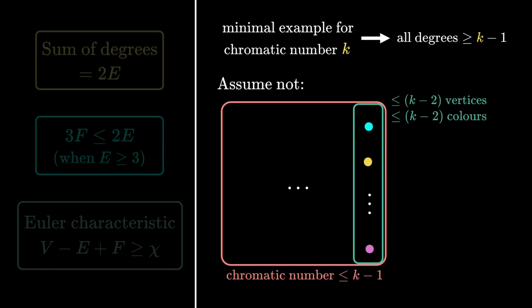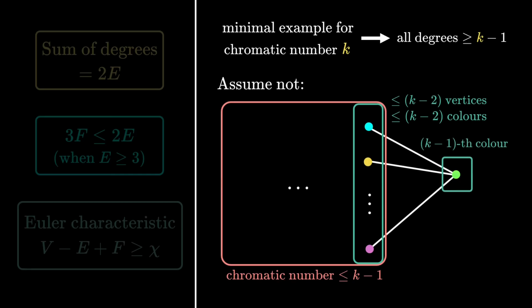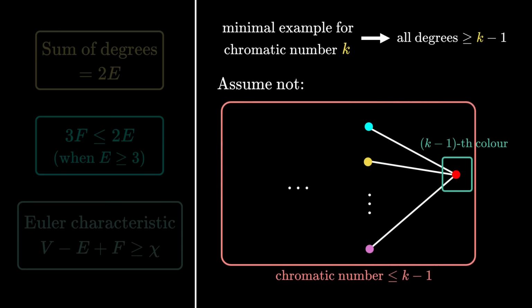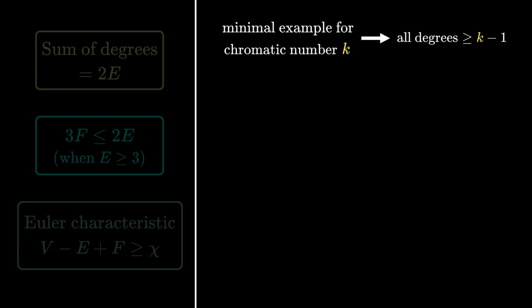So when we add back the red vertex, it can be recolored using the (k minus 1)th color available for the rest of the graph, which means the whole graph can actually be colored with k minus 1 colors in the first place. But we started off with a graph that requires k colors. This is a contradiction. So these minimal examples here have all their vertices with degree at least k minus 1.